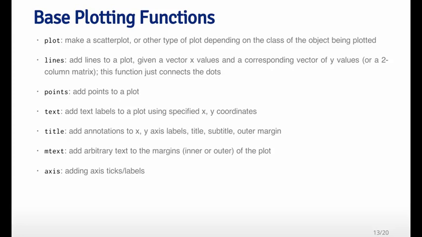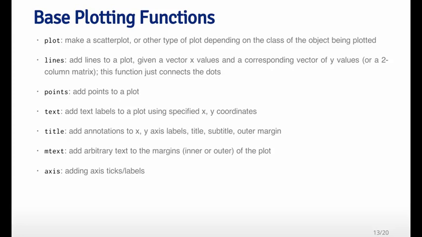Lines is a function that doesn't create a plot, but it adds to a plot. And so sometimes you want to connect a lot of dots together, like to make a time series type of plot. You want to draw lines instead of a scatter plot. Lines is useful for that. Points adds points to a plot. So sometimes you want to create a plot and then add some other points that might represent a different group or a different subset of the population.